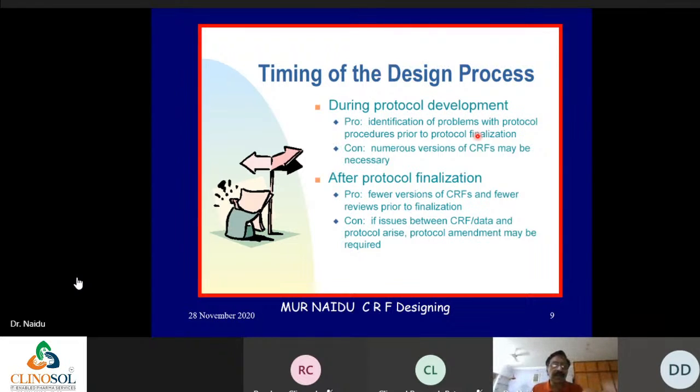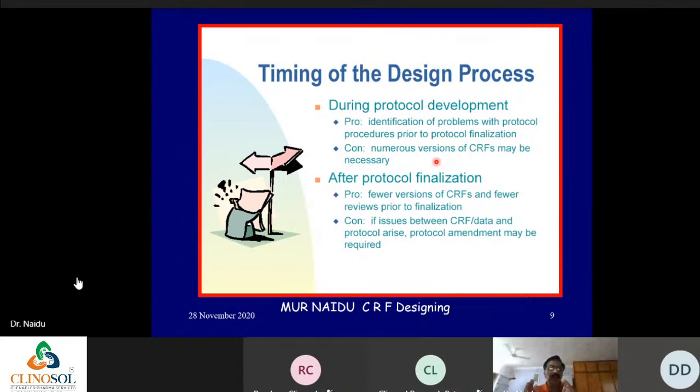The second thing is that we must always remember there is not a single protocol or a single case record form. Many versions of the case record form may be necessary. During protocol development itself, you will find that you develop one protocol, then there are some changes, a second version, a third version, so there will be changes in the version.